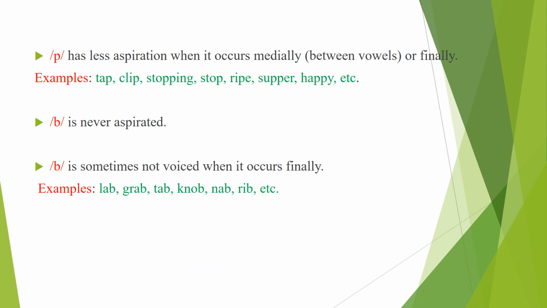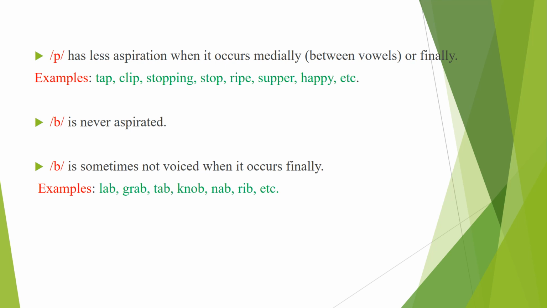It is important to note that p has less aspiration when it occurs medially, or between vowels, or finally. For example, tap, clip, stopping, stop, ripe, supper, happy. B is never aspirated.